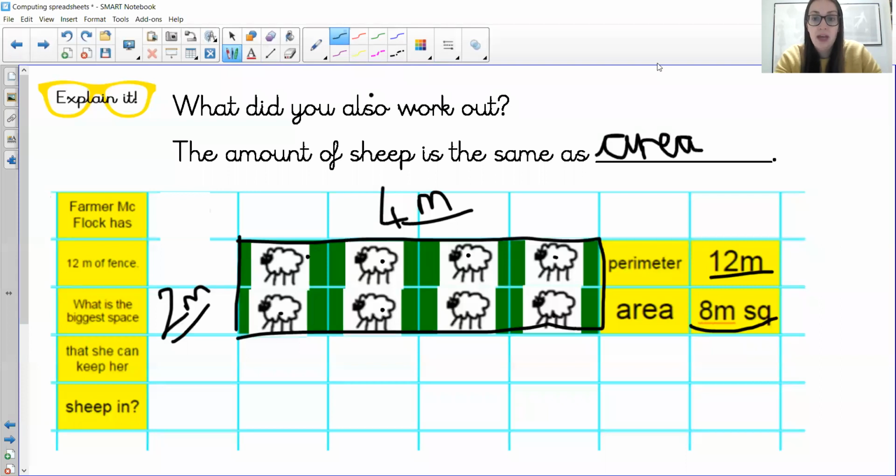So what about then if the area of her field was 12 metres squared? How many sheep could she keep then? Well, the area and the amount of sheep is the same because 1 sheep needs 1 metre squared. So if she had 12 metres squared, 12 sheep. What about if the area was 24 metres squared? Well, she'd be able to keep 24 sheep. Okay, so hopefully we're understanding that for this problem, the amount of sheep is the same as the area. They are the same thing.